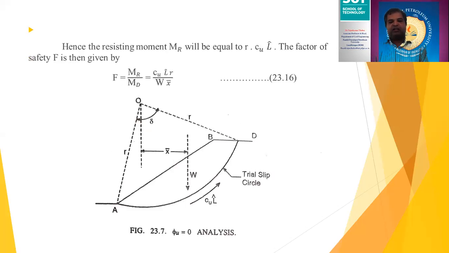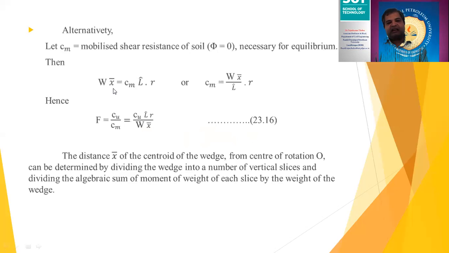So if I put 1 in this equation, then you will get W X bar is equal to, Cu is going to be replaced with Cm because your cohesion has already been mobilized since the slope is on the verge of failure. So in that case, Cu will be replaced by Cm into L arc into R, so that you can find out the value of mobilized cohesion with respect to this formula. So just take this here, and you will get this value.